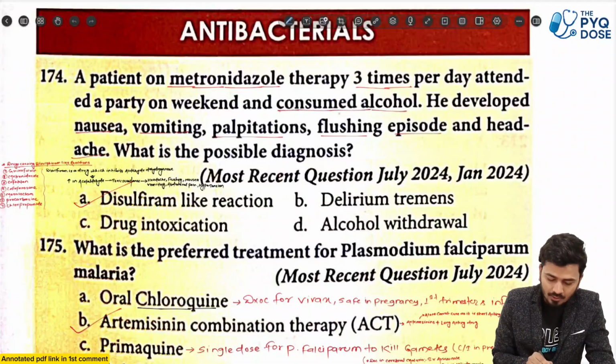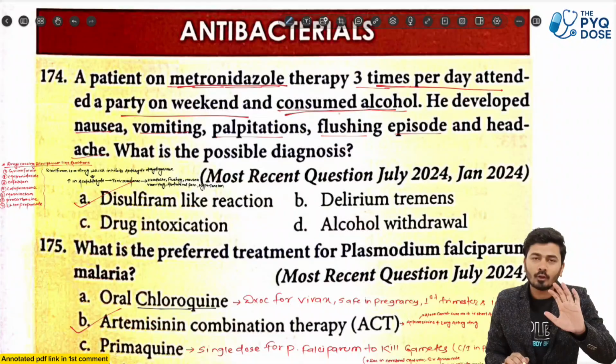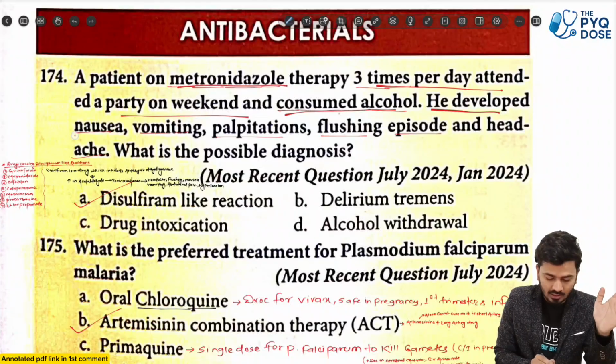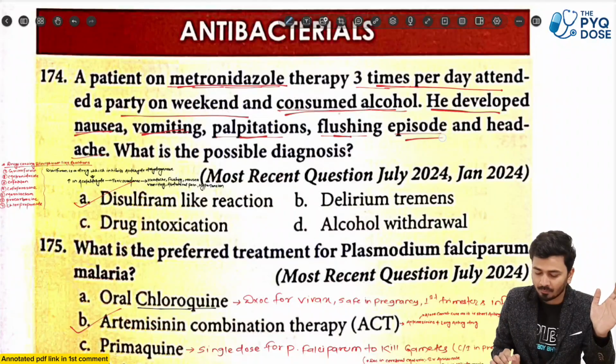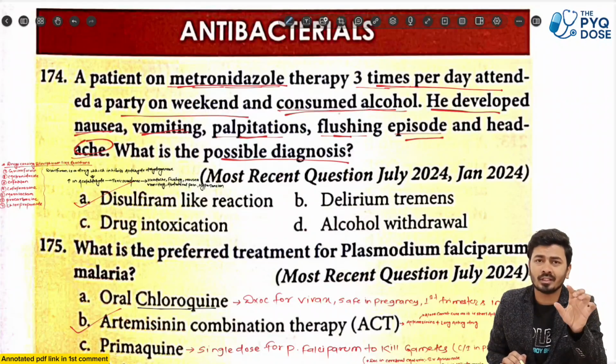A patient on metronidazole therapy 3 times per day attended a party on weekend and consumed alcohol. Okay, you don't need to see anything else here, just see this. He developed nausea, vomiting, palpitation, flushing episode and headache. So what is the possible diagnosis? Just break down this question into a very short one.